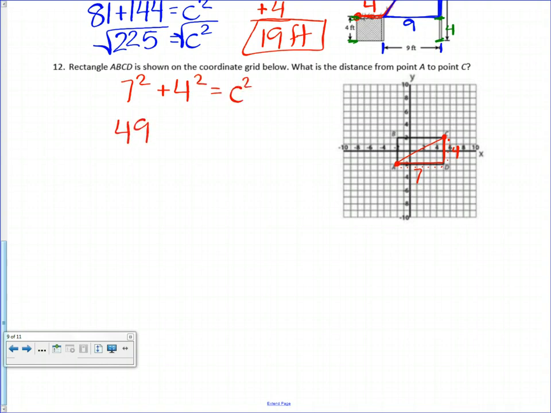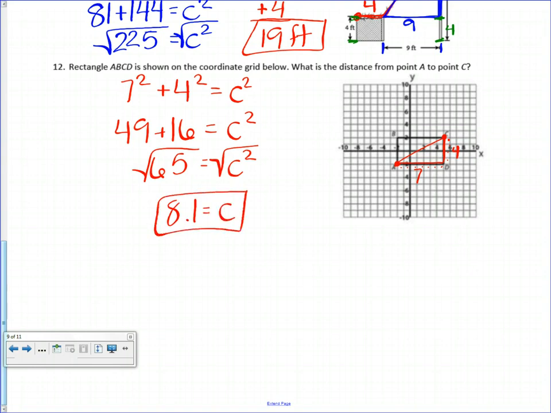7 squared is 49. 4 squared is 16. Add those together, get 65. Square root. The square root of 65 rounded to the nearest tenth is 8.1.